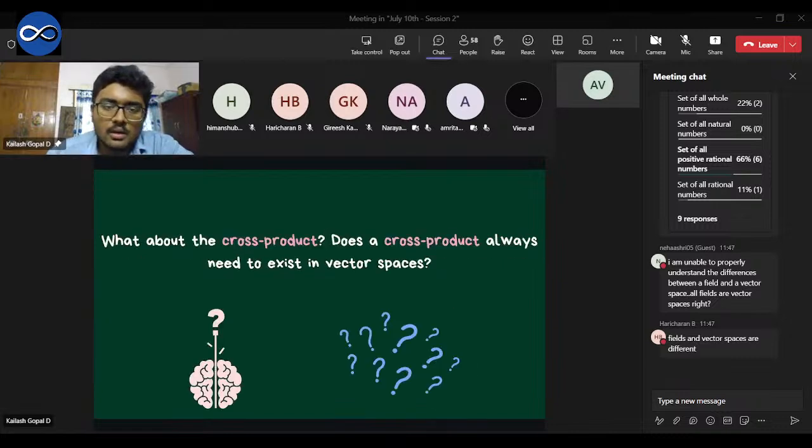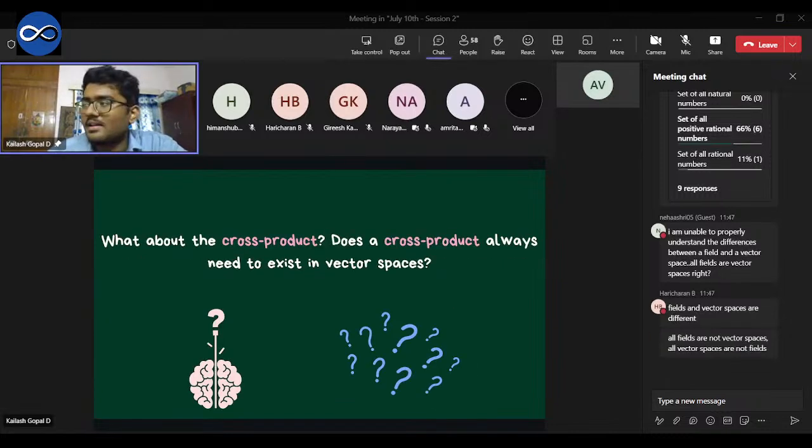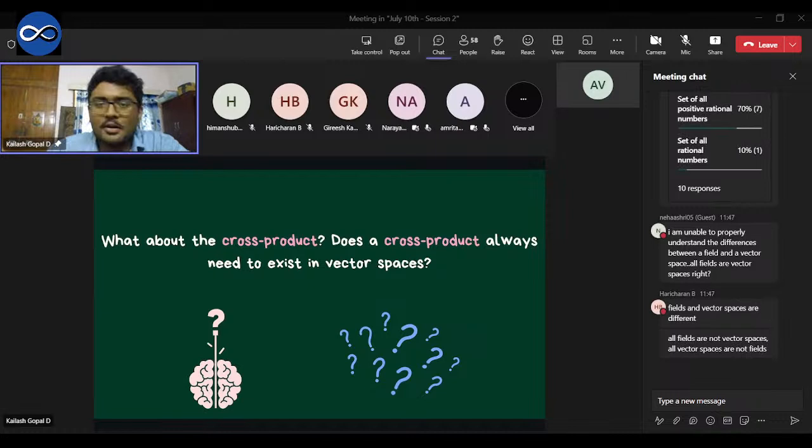But what about the cross product? I mean, what does it even mean to do the cross product of two functions? I would honestly like to know your opinion. Do you think a cross product can exist in any vector space? Maybe I'll put up a poll. Adri, can you put a poll?